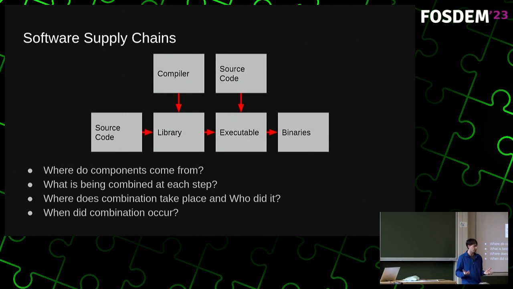We need to know where this combination takes place, although we're probably less concerned with the physical location as much as the build host that's doing the combination, and who did it. Potentially, we would like to know who did this step of our supply chain. And then, when did it occur? Was the software compiled 10 years ago? It's probably got vulnerabilities that we should take a closer look at.